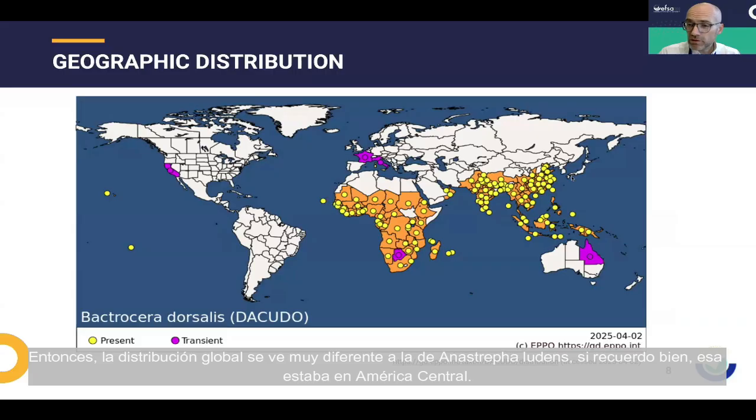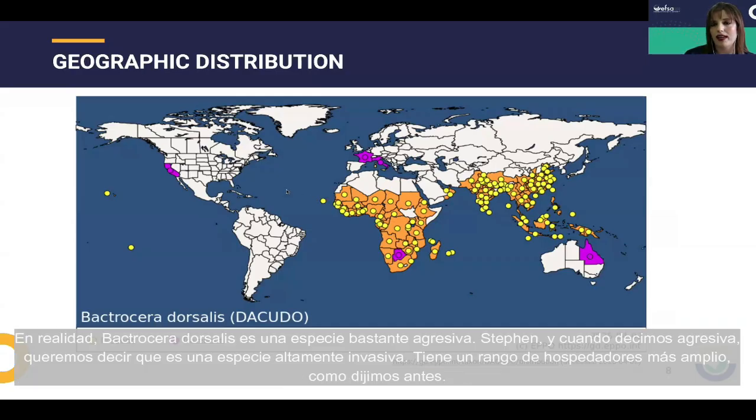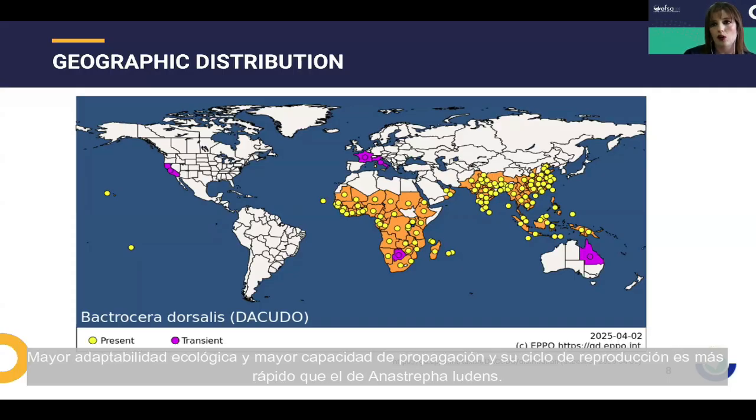So the global distribution looks very different to Anastrepha ludens. If I remember well, that was in Central America. So why is that? Actually, Bactrocera dorsalis is quite an aggressive species, Stephen. And when we say aggressive, we mean that it's a highly invasive species. It has a wider host range, as we said before, higher ecological adaptability, and greater spread capacity, and its reproduction cycle is quicker than that in Anastrepha ludens.